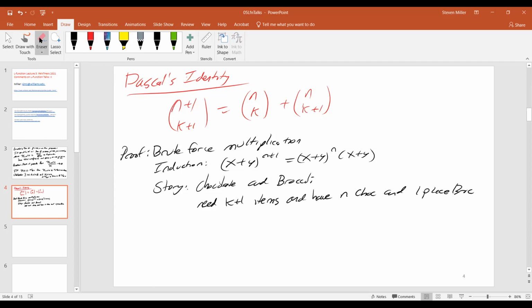No, sorry, we need k plus 1 items. Good, I would have corrected. So what I can do is I have n plus 1 objects and I need to choose k plus 1. So that's the number of ways I can choose k plus 1 objects from n plus 1.